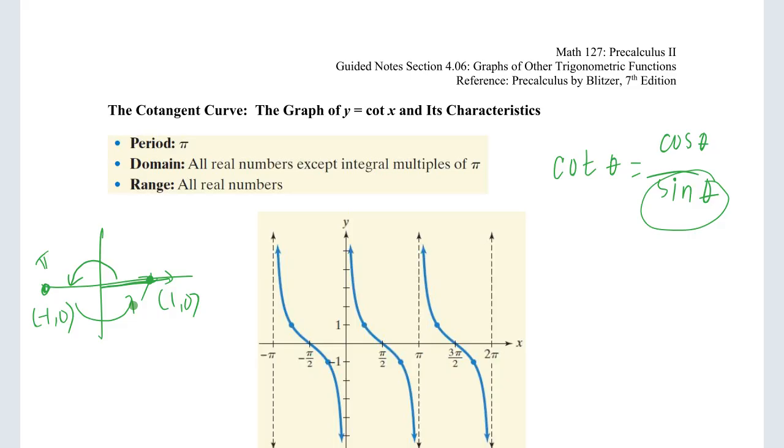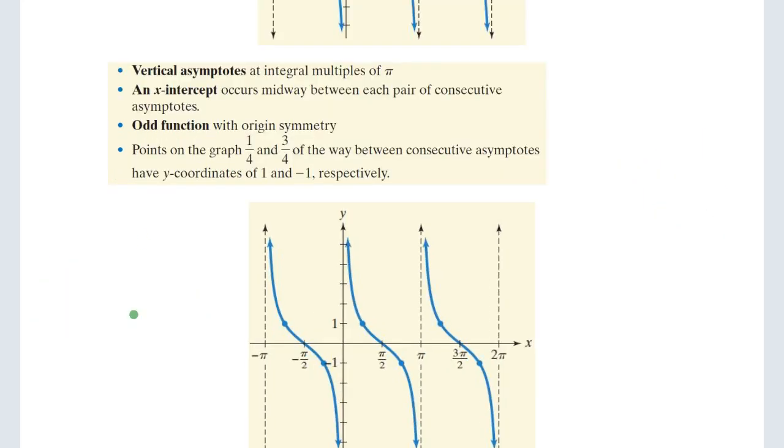Now let me go ahead with the properties here. These are the characteristics of a cotangent function. You notice it has similar characteristics to a tangent function, except for the direction of the graph. Again, we have the period, which is the same as the tangent, which is pi.